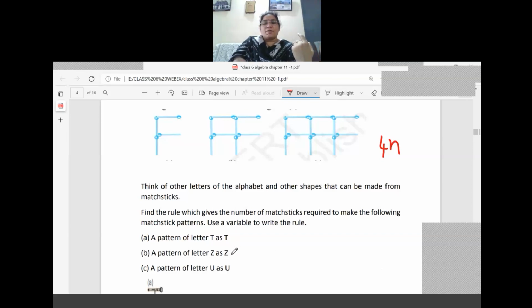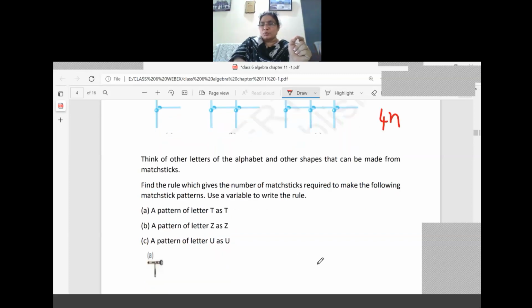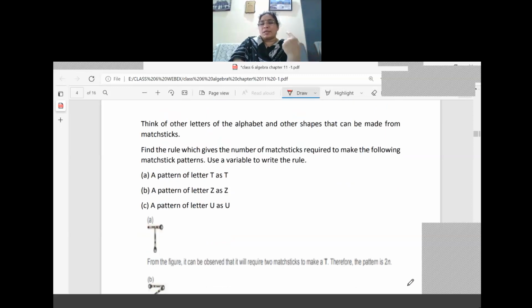A pattern of the letter T. For T, how many matchsticks are being used? First, you should identify how many matchsticks are used. 2. So the pattern will be 2n. See this one? T, we have shown the matchsticks here. How many matchsticks have you used here? 2. So the pattern is 2n.